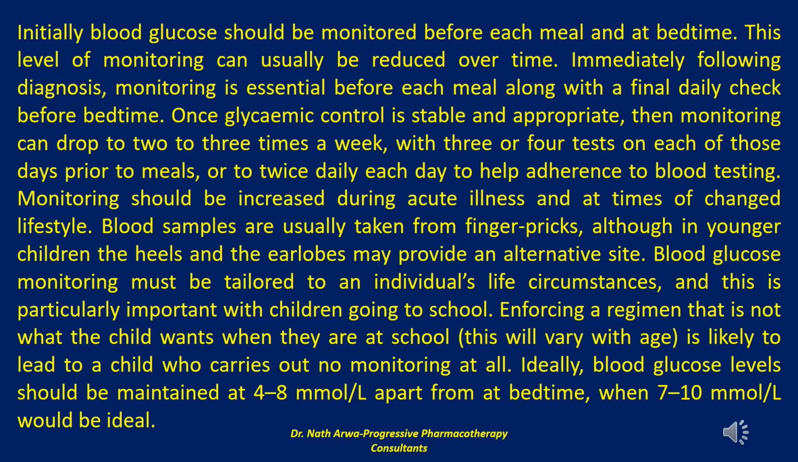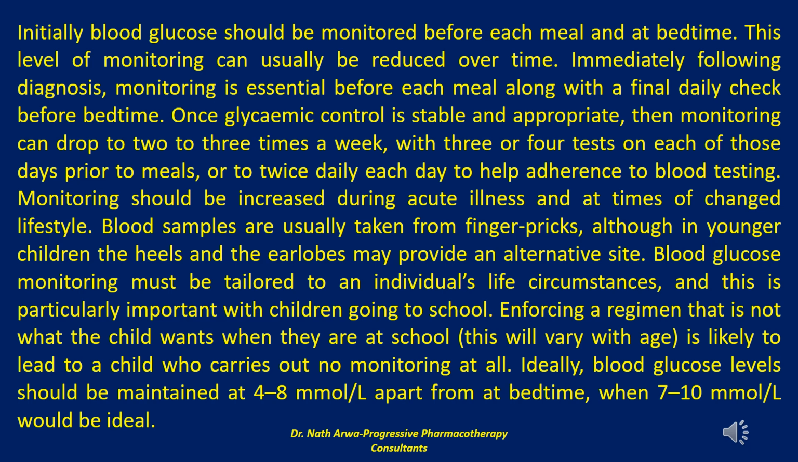Initially, blood glucose should be monitored before each meal and at bedtime. This level of monitoring can usually be reduced over time. Immediately following diagnosis, monitoring is essential before each meal along with a final daily check before bedtime. Once glycemic control is stable and appropriate, then monitoring can drop to 2 to 3 times a week, with 3 or 4 tests on each of those days prior to meals, or to twice daily each day to help adherence to blood testing. Monitoring should be increased during acute illness and at times of changed lifestyle.